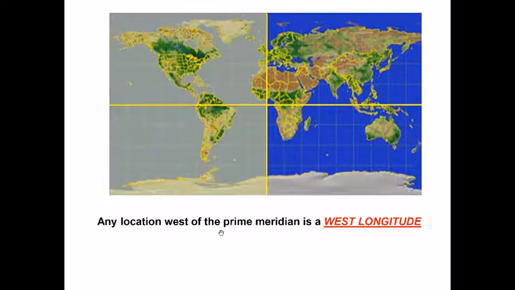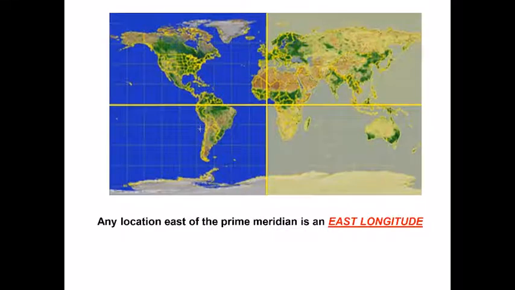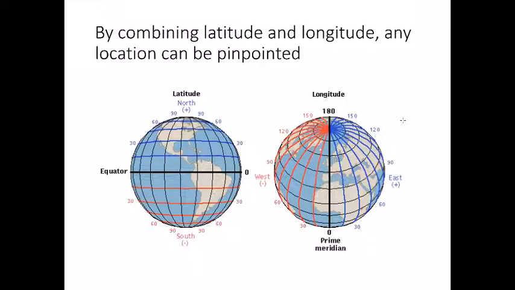Similarly, any location west of the prime meridian is west longitude in this place. And then we have any location to the east of the prime meridian is east longitude. So by combining latitude and longitude, any location on the surface of the earth can be pinpointed. And you can see this as well on Google Map. So click on any random location, and it will give you two coordinates, latitude first and then the longitude.